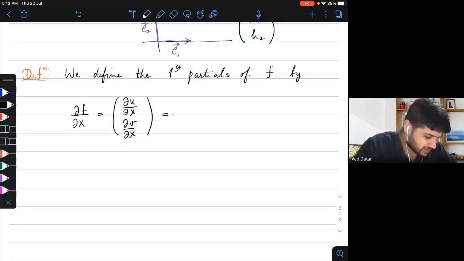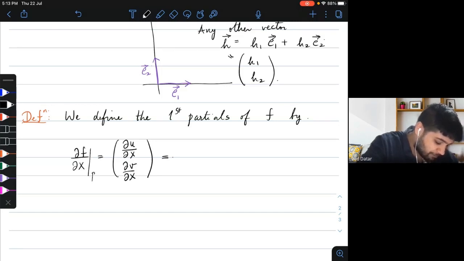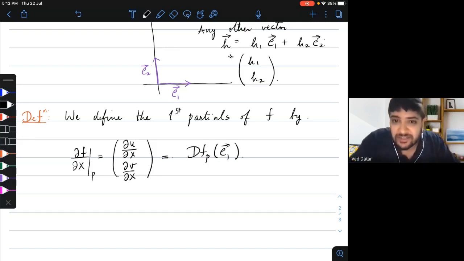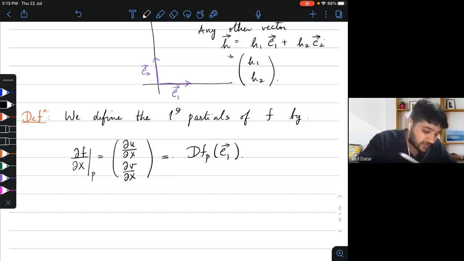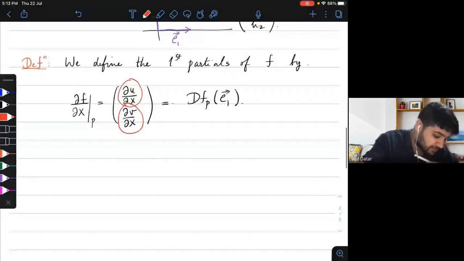Okay, so the x partial is basically defined at this point, let's say p, by simply you take the derivative and apply it in the E1 direction. So the derivative is a linear map. So you apply it to the E1 direction, you get another vector. The x component of that vector is going to be this. The y component of the vector is going to be the partial of v. Okay, so this is a definition of the first partial.